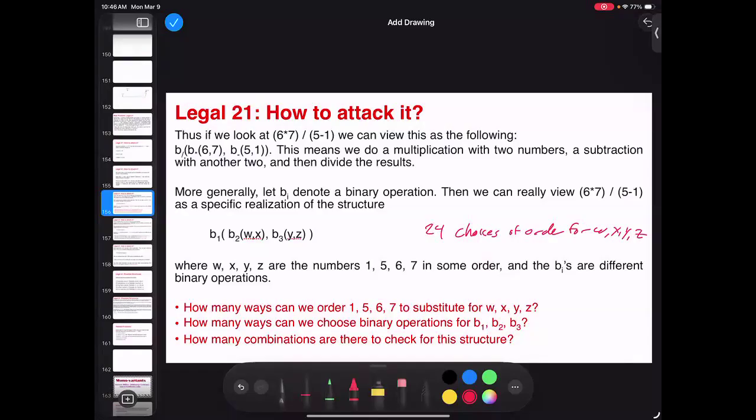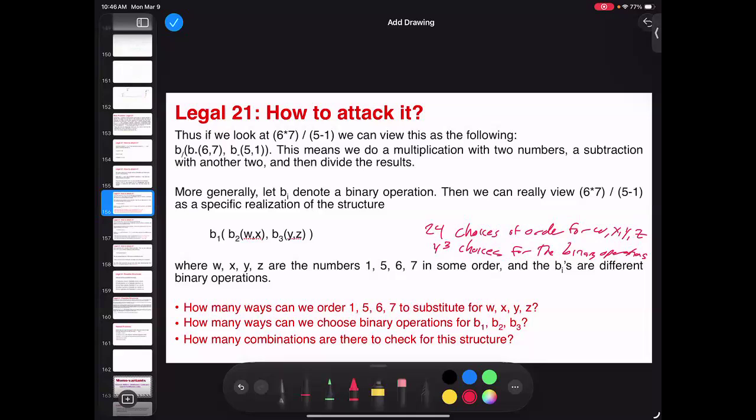Is the binary operation always multiplication? No. So how many choices do I have for the first binary operation? 4. And the second? 4. And the third? 4. So I have 4 cubed choices for the binary operations. So I have 24 times 16 possibilities for that sentence.